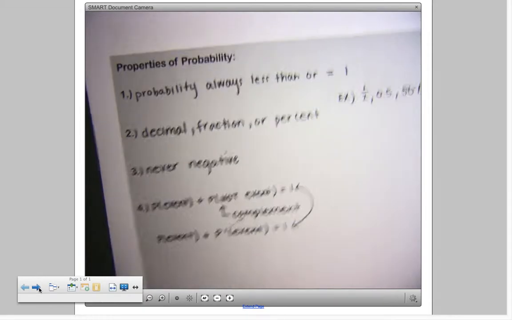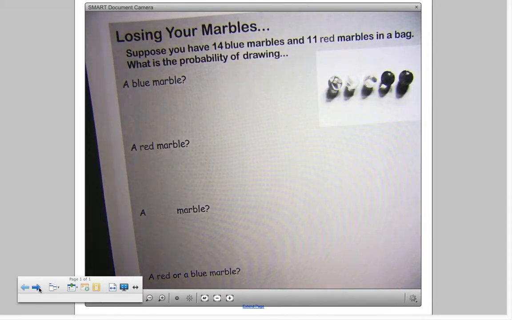All right, go to the back page of your notes. We're going to do a couple examples.